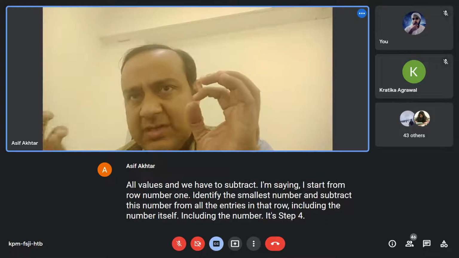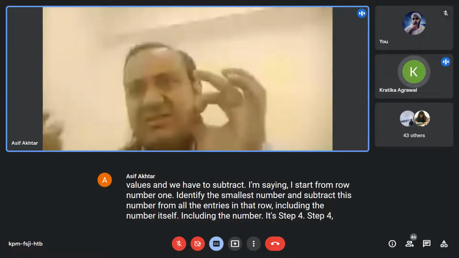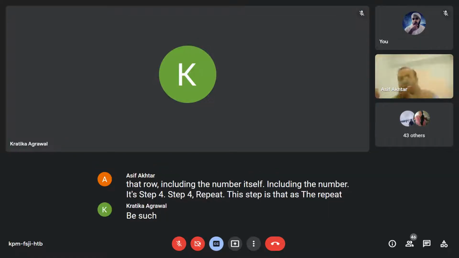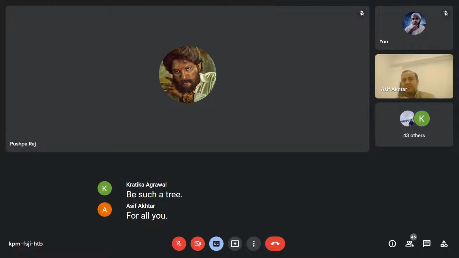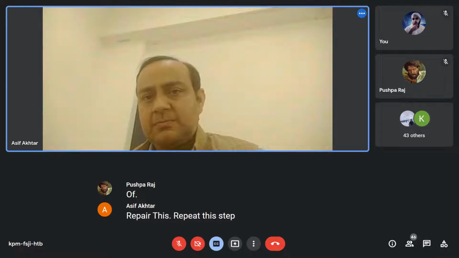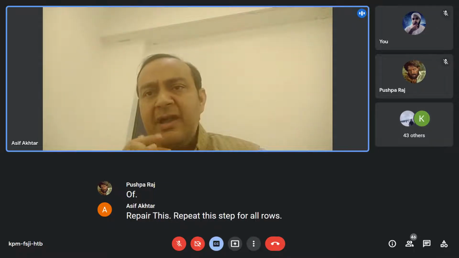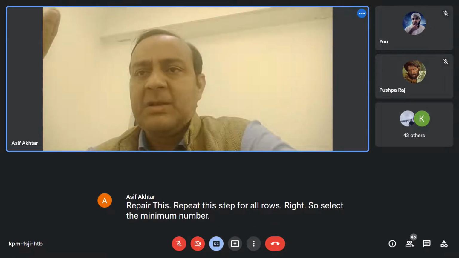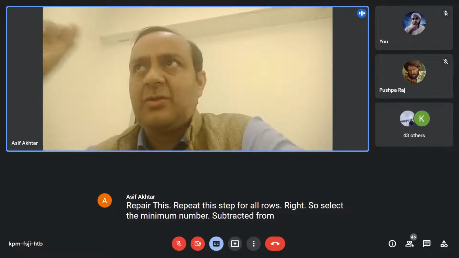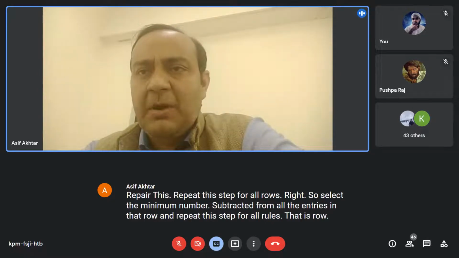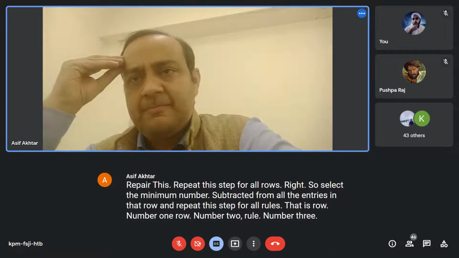Step 3: repeat this step for all the rows. Select the minimum number, subtract it from all the entries in that row, and repeat this step for all rows, that is, row number 1, row number 2, row number 3. Do it.